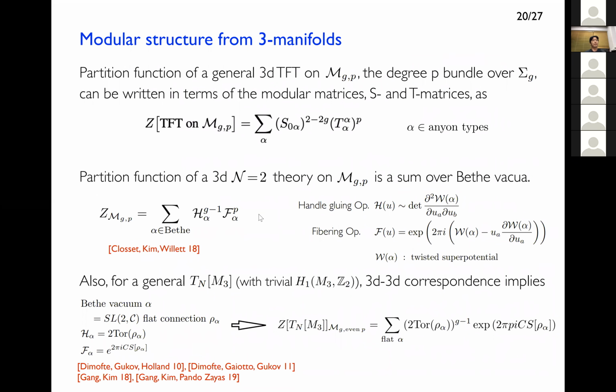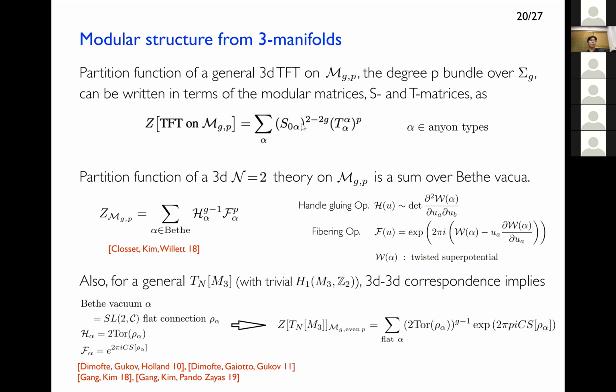And once we identify the anyons as flat connections on the three manifold, we can obtain modular structure from the geometry. Here we'll now use the fact that the partition function of a general 3D TFT on 3D Euclidean space given by degree P bundle over genus G Riemann surface can be written in terms of the modular matrices S and T in the following way.